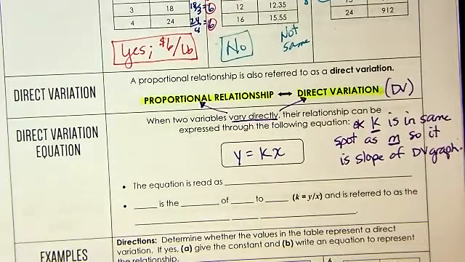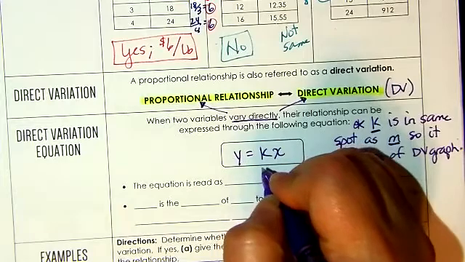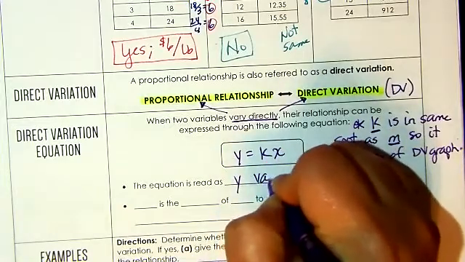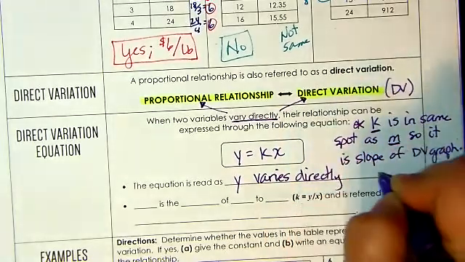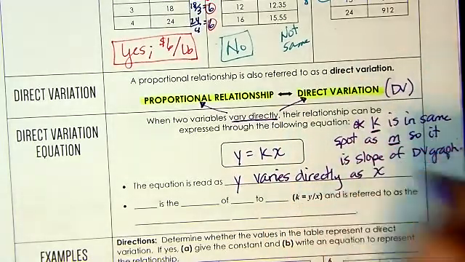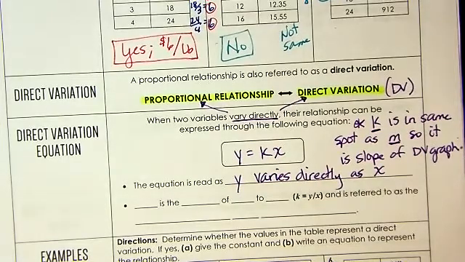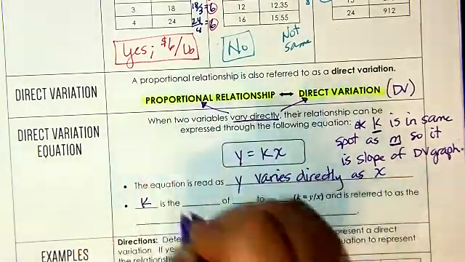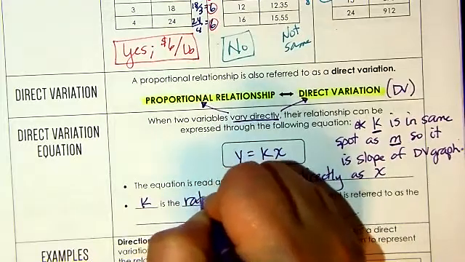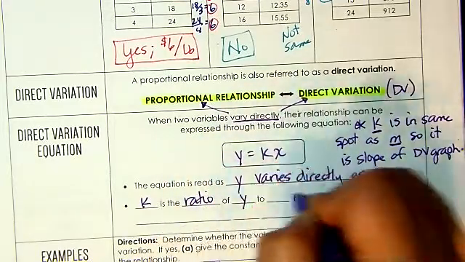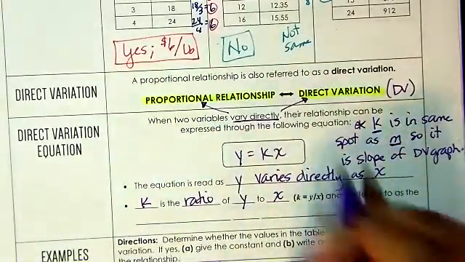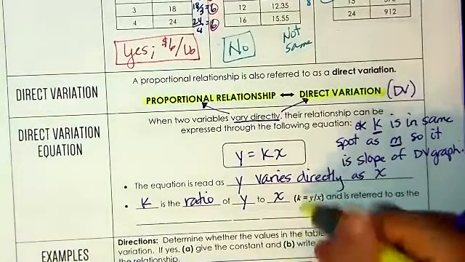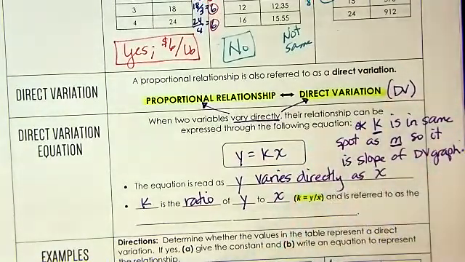All right, so here we go. Let's finish this out. The equation is read this way: y varies directly as x. That's what that means. The k is the ratio of y to x, which is what we've been finding up here. So we have that k is found by y over x.